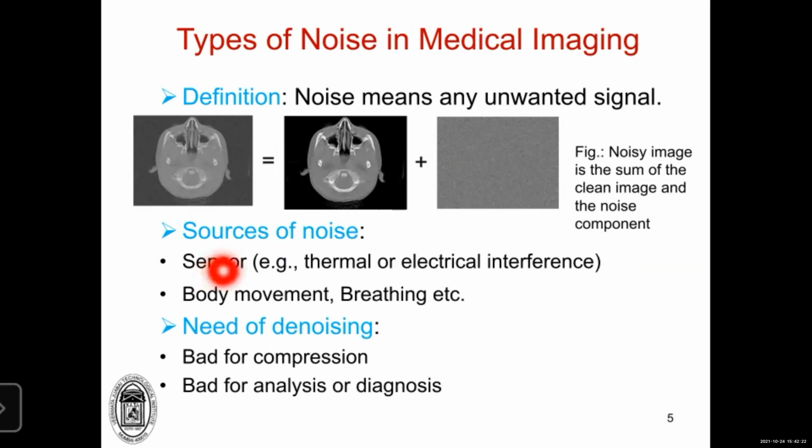What are the sources of noise? It may be the sensors, like from the sensor we get noise such as thermal noise, electrical interference. Even the patient's body movement or breathing can create noise. So why do we need denoising? If we get a noisy image, then we cannot compress the image, meaning we cannot reduce the size of the image. Plus it is bad for analysis or diagnosis.